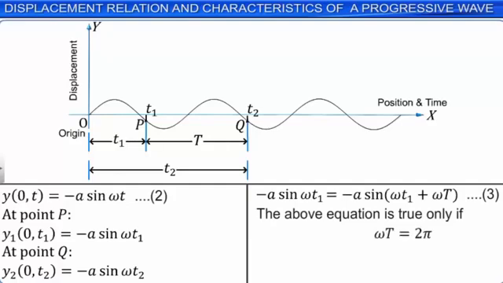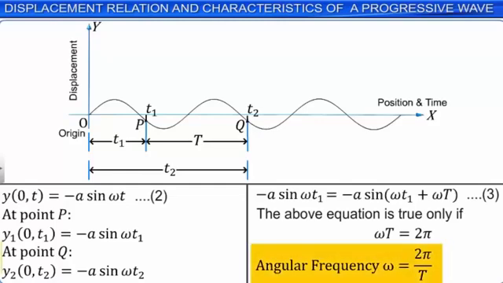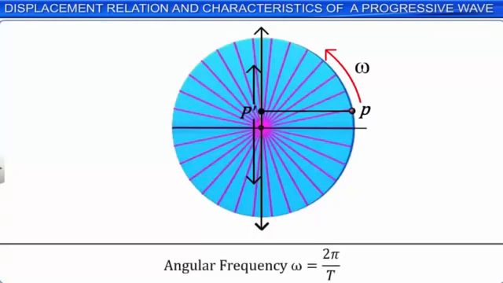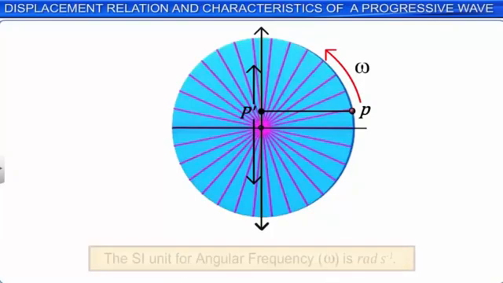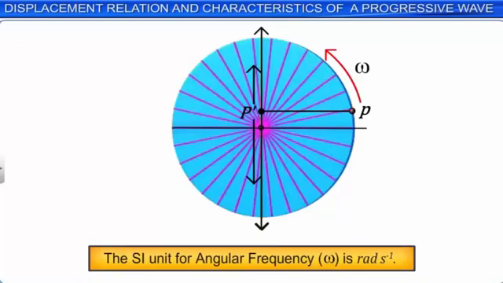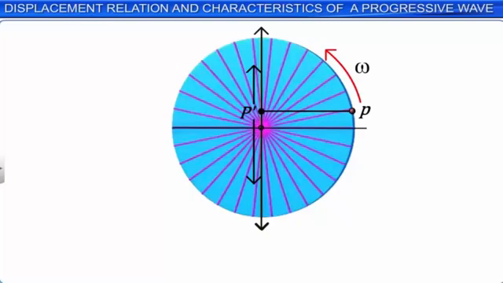Omega is also the angular velocity of the point moving along the harmonic circle, from which the sinusoidal wave has been generated. The SI unit for angular frequency omega is radians per second. Frequency is the number of oscillations per unit time made by a particle as the wave passes through it. It is represented by the Greek letter nu and is measured in hertz. Frequency is denoted by the equation nu is equal to 1 by T, which is equal to omega by 2 pi.